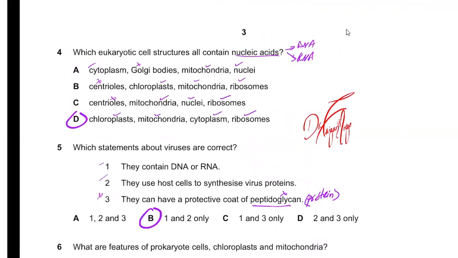Question 4: in which eukaryotic cell structures are nucleic acids found? We know nucleic acids could be DNA or RNA. So which cell structures can have these nucleic acids? The Golgi body will not have them, while mitochondria and the nucleus can. So an option with Golgi is wrong.